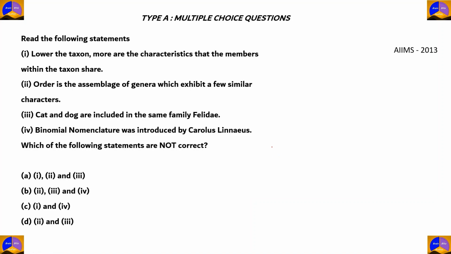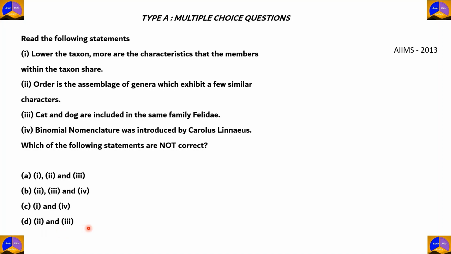Read the following statements. 1. Lower the taxon, more are the characteristics that the members within the taxon share. 2. Order is the assemblage of genera which exhibit a few similar characters. 3. Cat and dog are included in the same family Felidae. And 4. Binomial nomenclature was introduced by Carolus Linnaeus. Which of the following statements are not correct? A, 1, 2, 3, B, 2, 3, 4, C, 1, 4, D, 2 and 3.